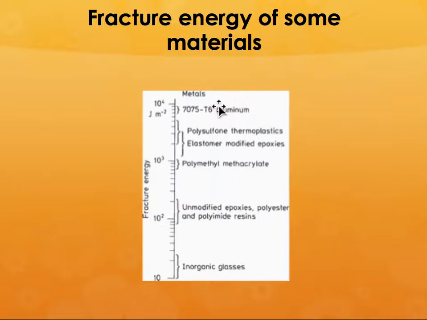Now, please take note of this. Polysulfone is a thermoplastic. Elastomer is based on rubber. So if you want good fracture resistance, good fracture toughness, you may want to add some of these elements to the composite material so that you enhance the fracture toughness or fracture energy of the overall composite material.